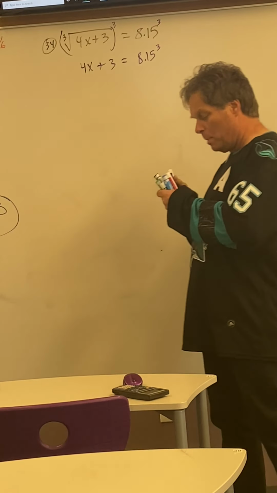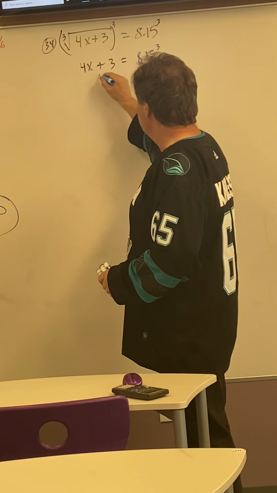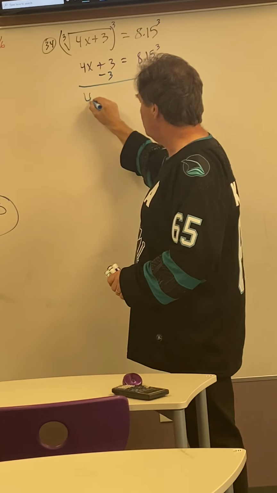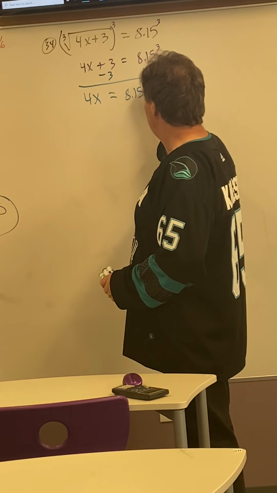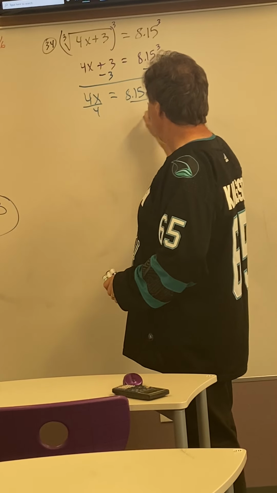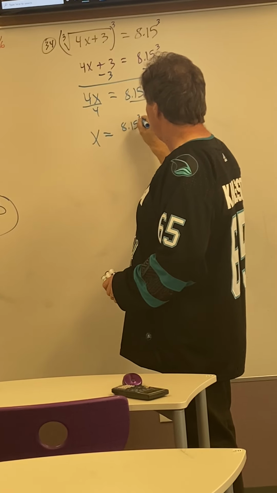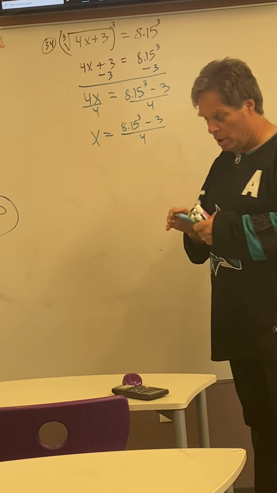Now you might say, I don't know my 8.15s very well, but that's okay, because I have a good buddy named Cal that knows all that stuff. We don't have to know them. 4x equals 8.15 to the third minus 3, divided by 4. X is 8.15 to the third power minus 3 over 4. So here we go.